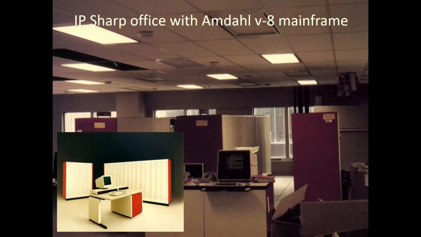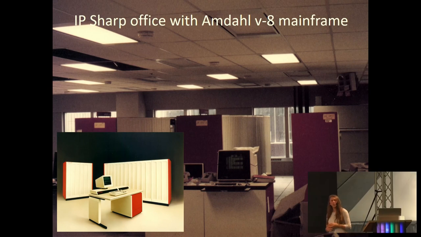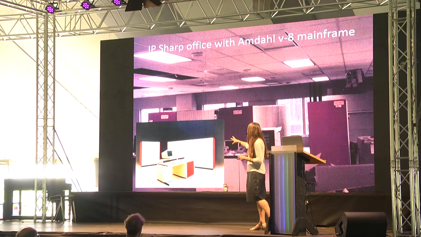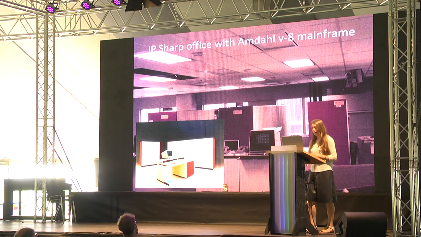This is what the IP Sharp office looked like, or one of them, probably the headquarters. This is a picture from an IP Sharp founder, Roger Moore, his name is, just like the James Bond actor. He has wonderful documentation of everything, of all this time online, if you want to look for it. So I put a sort of promo picture of the same computer that they used here to see the actual colors, because the picture is a little bit dark.